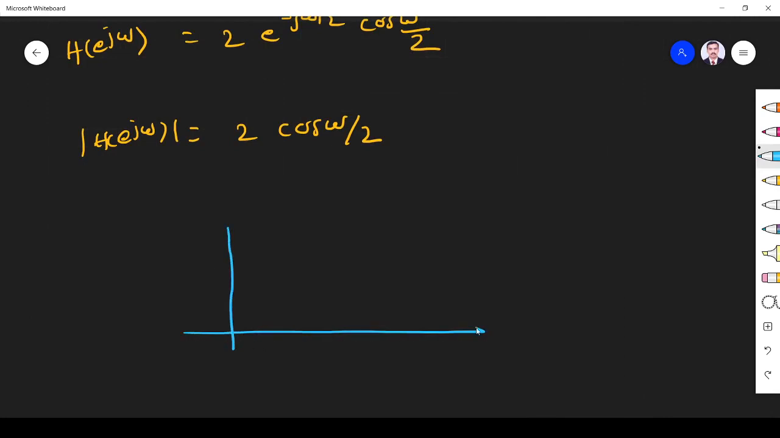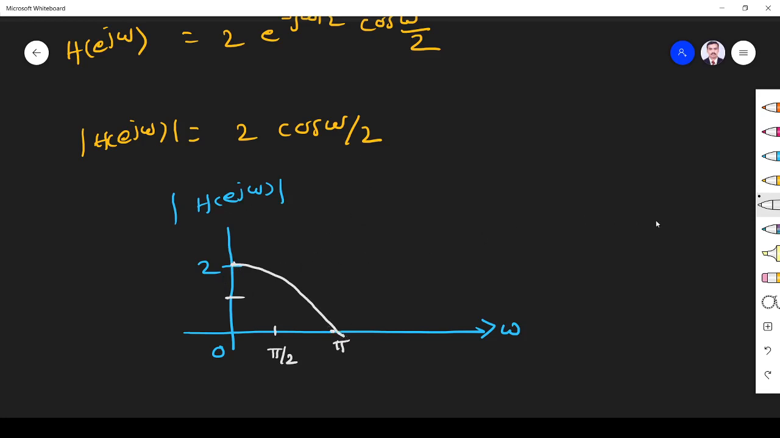So you see the magnitude of the frequency response, mod H of e^(j omega). When omega is equal to 0, cos 0 is 1, so it is 2. When omega is equal to pi by 2, cos pi by 4 is 1 by root 2, and 2 by root 2 is root 2. So it will come here, omega is equal to pi by 2. When omega is equal to pi, it will become 0 because cos pi by 2 is 0.